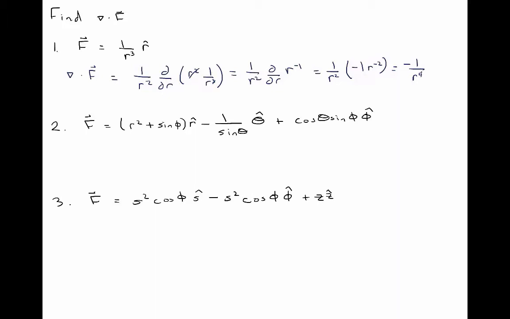Okay, so we have a negative divergence. Because r to the fourth is always positive, this is always a negative divergence. The divergence gets smaller as you move further away from the origin. That makes sense for this function.